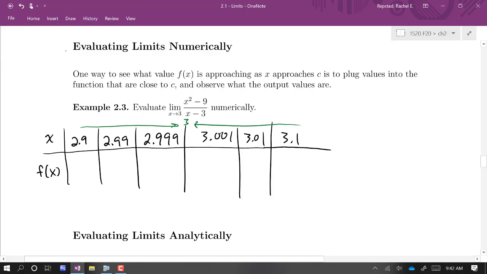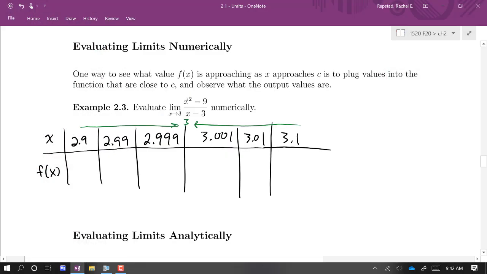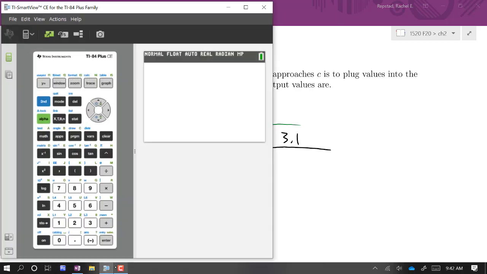What I'm going to do now is use my calculator to spit out the values. Now, I could plug in the whole function, like 2.9 squared minus 9 divided by 2.9 minus 3, and then do the same thing for all of these inputs. But I'm going to streamline this process, and I'm going to start by plugging that expression into my y equals editor. So I'm putting it in y1 here, and my numerator needs to be in its own set of parentheses, x squared minus 9. My denominator needs to be in a set of parentheses, x minus 3. So there's my function. Now I'm going to quit to my home screen.